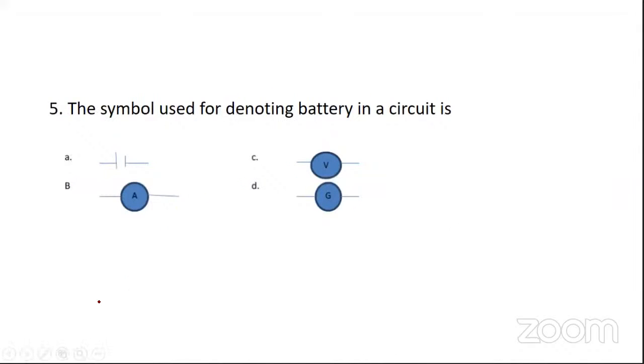This is an easy one. The symbol used for denoting battery in a circuit is, yes, Arushi and Devanshi, right answer. Yes, Kuldeep, right answer. Yes, Rishikesh, right answer. Yes, that's the right answer. Anyone else? All right. Yes, A is the right answer. थोड़ा क्लियर नहीं है शायद डायग्राम में. Okay, let's move on to the next one.